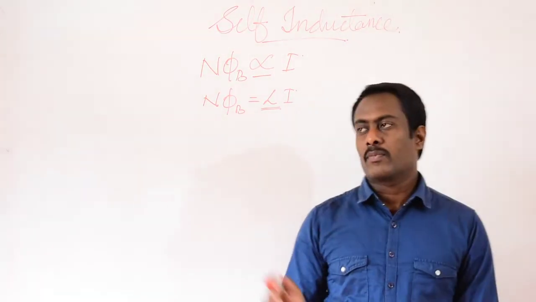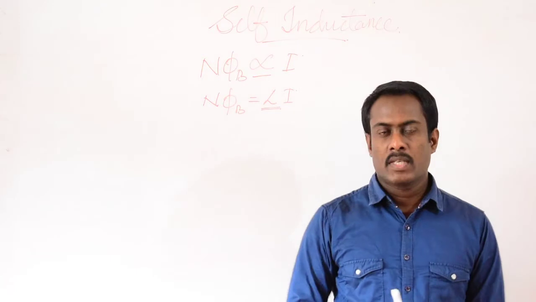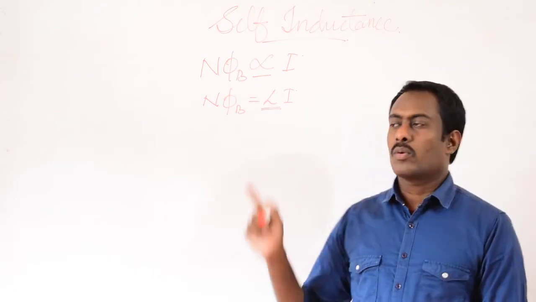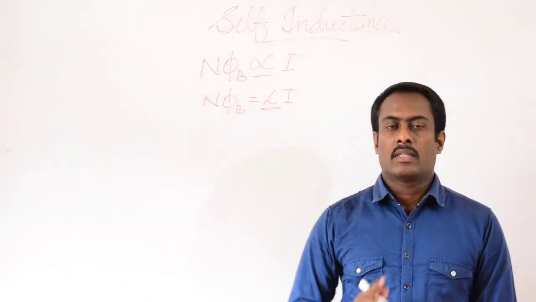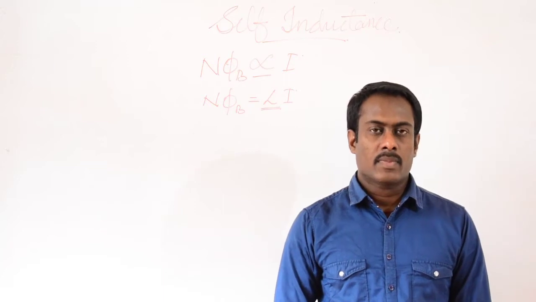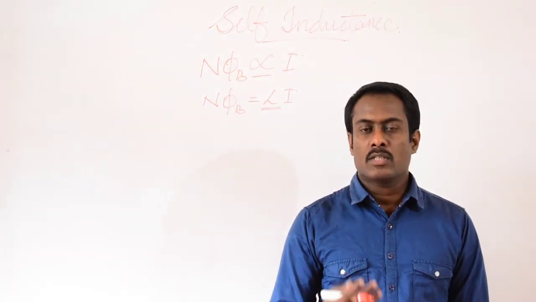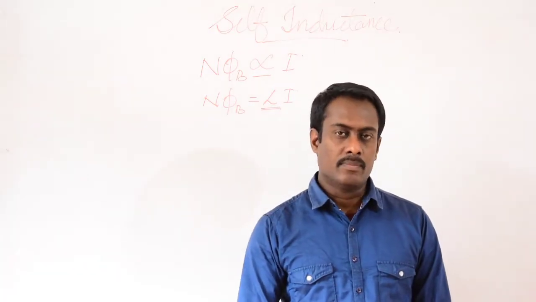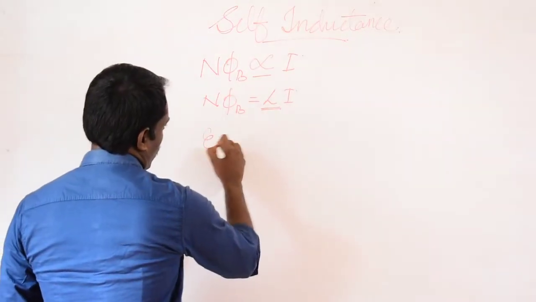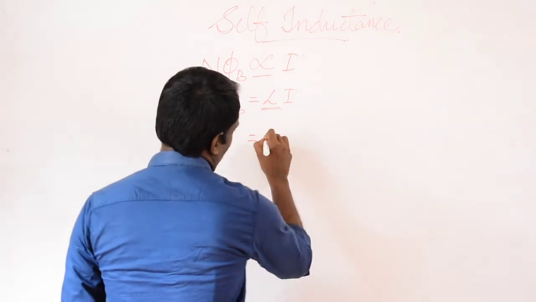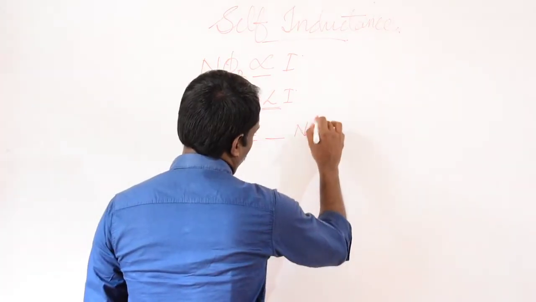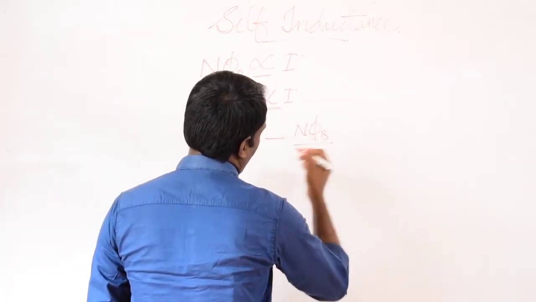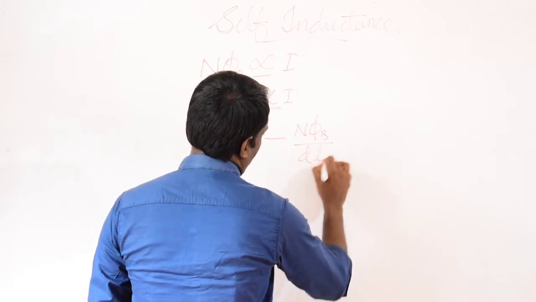When the current flowing through the coil is varied, the flux linkage to the coil also varies. Then that produces an EMF. That means the geometry of the coil does not vary with time, and the EMF produced, epsilon, is equal to minus N d phi B divided by dt.